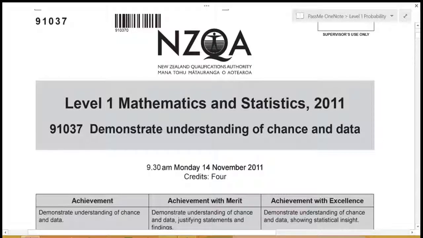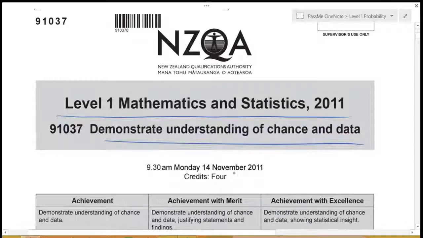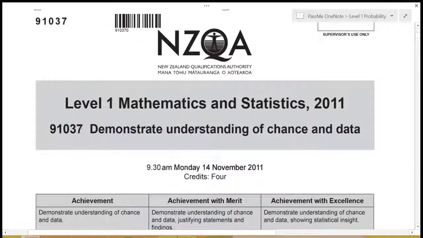Hey there, Year 11s. We're going to look at Level 1, 2011, Chance and Data. And we're just going to dive straight in.